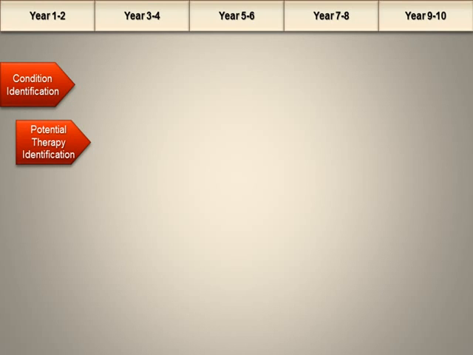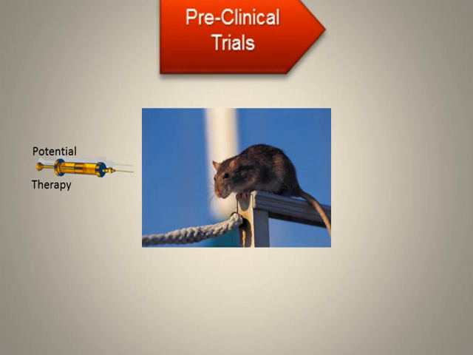Once a prospective therapeutic has been compounded, it must be tested in a non-human system for safety. This portion of the drug development process is called the preclinical trials. Most often, the compound will be given to animal models to ensure safety and to look for potential effectiveness.